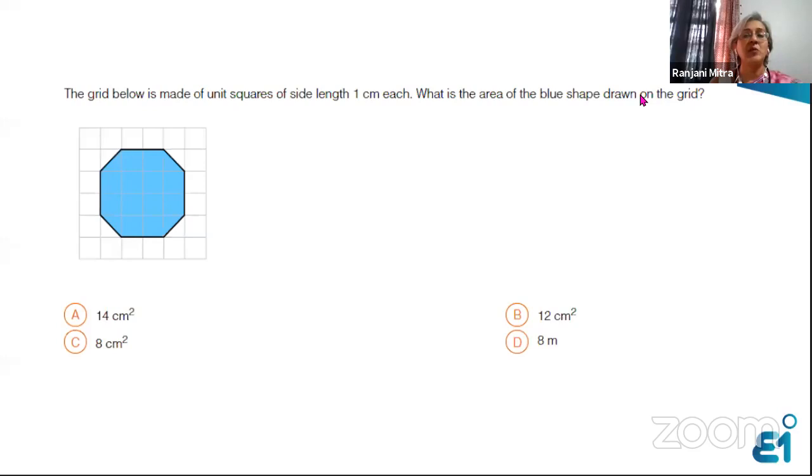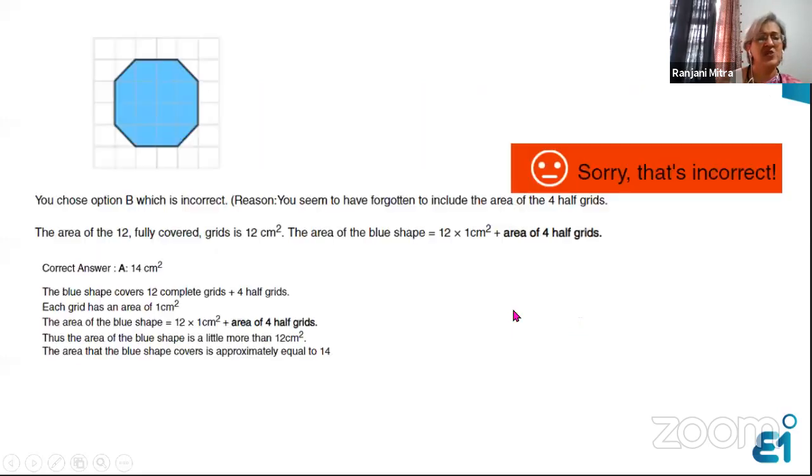You remember we talked about the concept of area, and I said calculating area on the grid. So this is my question, and I'm looking at the grid and saying, okay, I think the answer is 12. Is it 12? Oh, no, I got it wrong, because there were these 4 half grids over here on this side. So I missed out on that. The answer should actually be 14 centimeters squared. So Mindspark is explaining to me what the correct answer is.